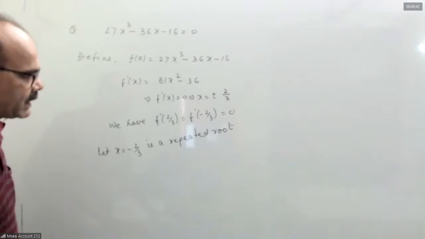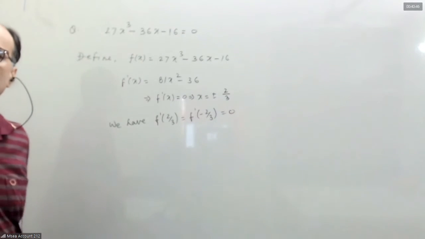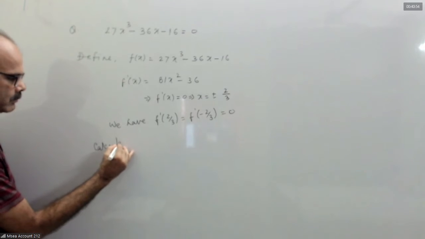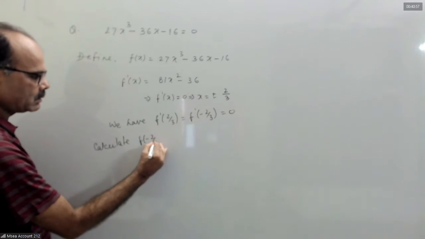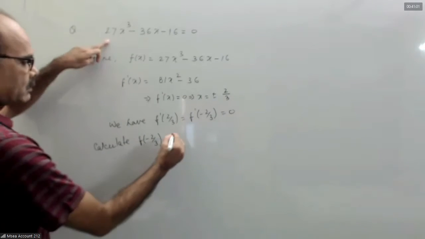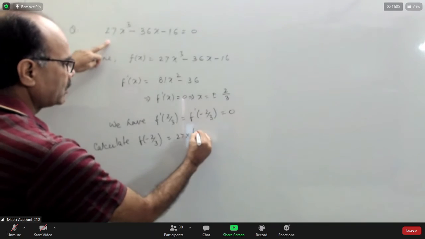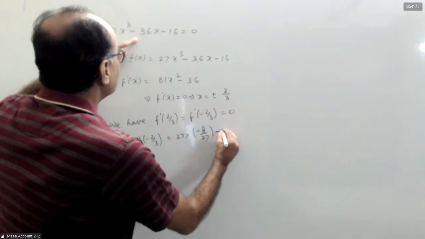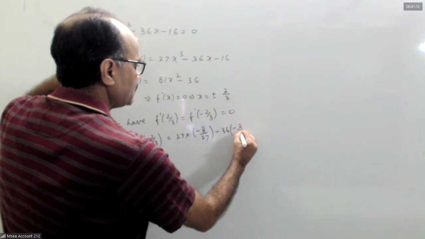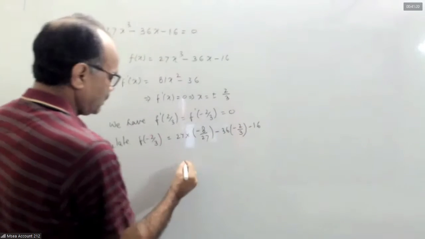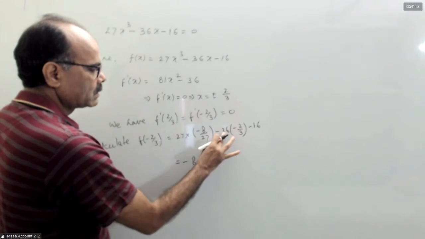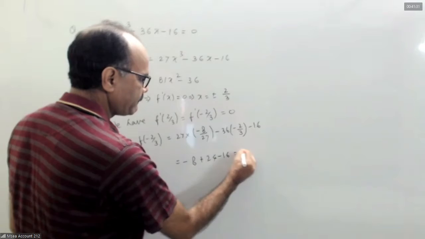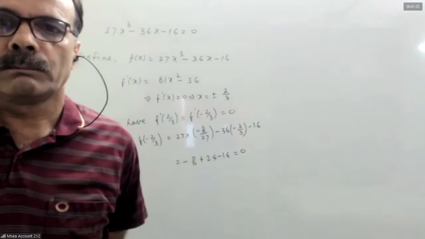We can't assume first, so now calculate f of minus 2 by 3. 27 into minus 8 by 27, minus 36 into minus 2 by 3, minus 16: minus 8 plus 24 minus 16 equals 0. So what does it mean? Minus 2 by 3 is a repeated root.